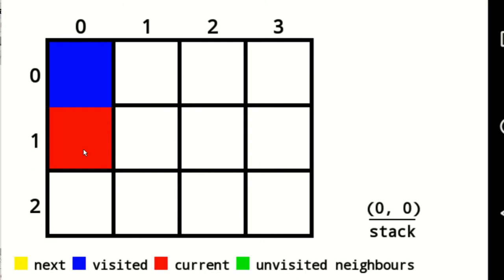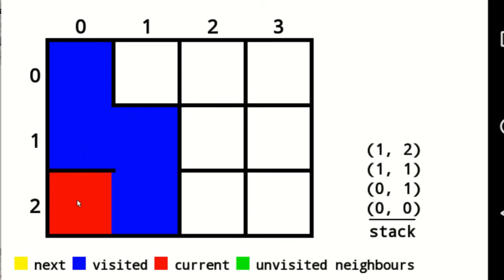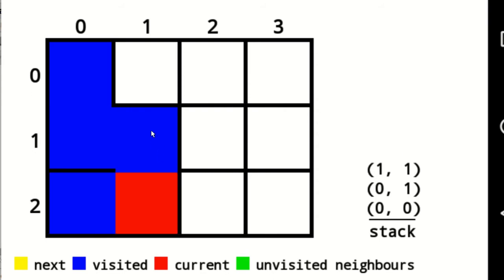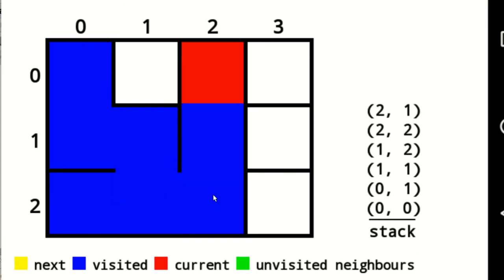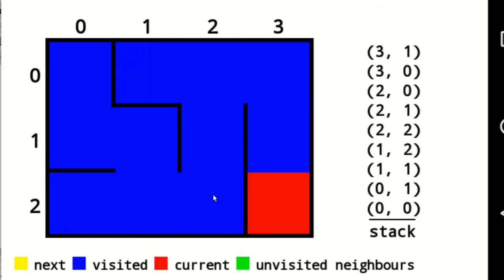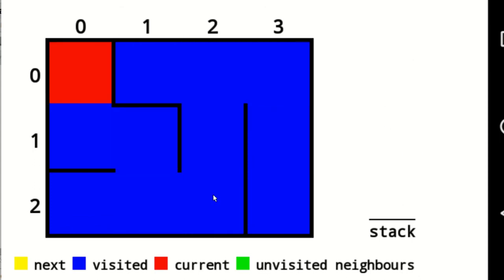Now repeat the process until you get to a position where there are no unvisited neighbors. Then backtrack to a position where there is at least one unvisited neighbor and keep going from there. At the end, you backtrack to the first position and the stack is empty.